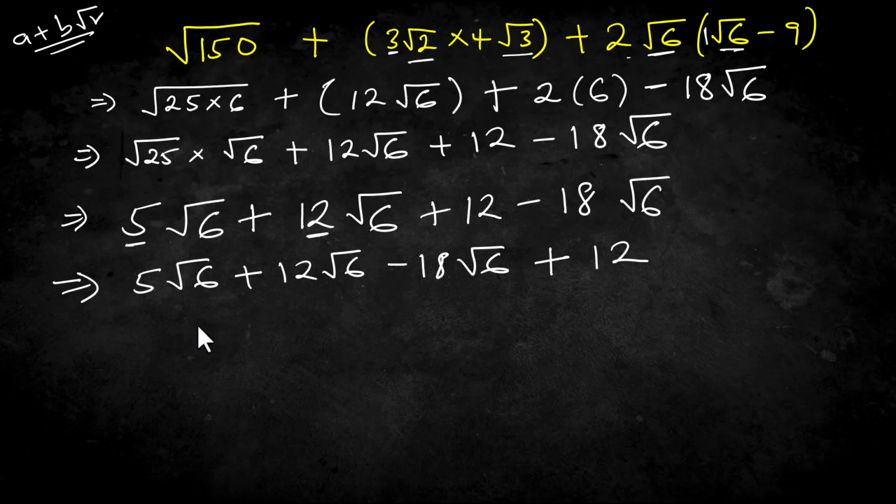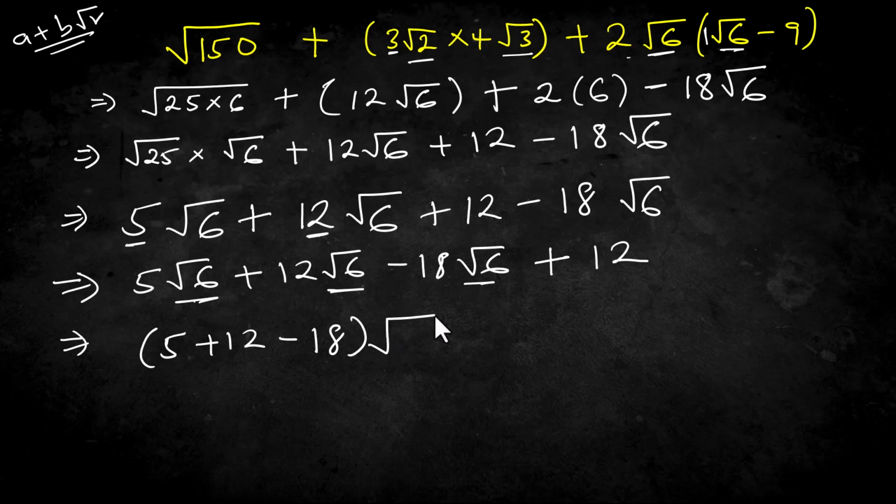All right, so let's look at root 6. Okay, we have root 6 here. So we have 5 plus 12 minus 18 root 6 plus 12. So 5 plus 12 is 17. So 17 minus 18 will be minus 1. So we have minus 1 root 6 plus 12.